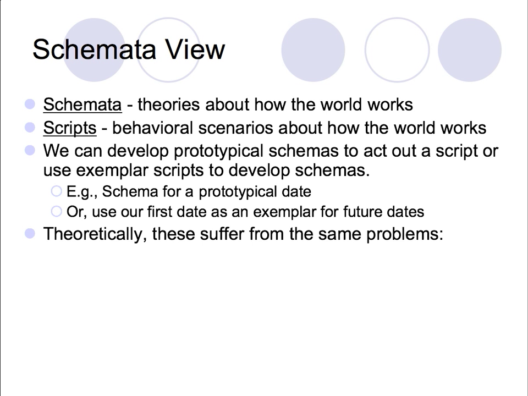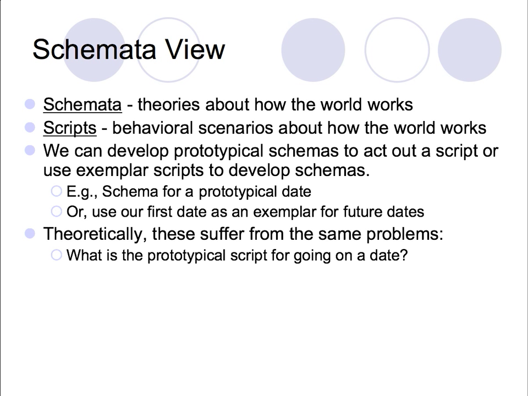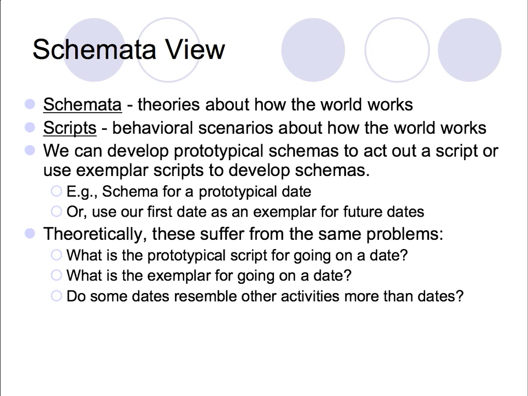So technically, the schemata view would still suffer from the same problems. It's difficult to find a prototypical script for going on a date. Everybody's prototype might be different. And the exemplar for everybody is going to be different as well. So it makes it difficult to make comparisons across individuals. Your concept of a date and my concept of a date might be very different, but we understand the idea and the category when we say we're going to go on a date, that we're talking about the same thing.